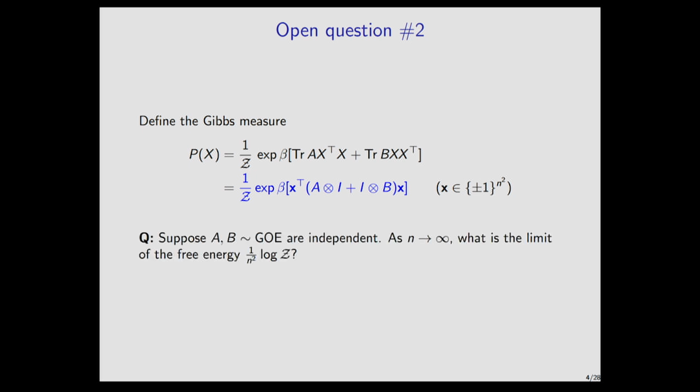And one can ask the usual or natural question for this model, which is: suppose that A and B are GOE and they're independent. As n goes to infinity, what is the limit of the free energy? And this is a preliminary question to asking more detailed questions about what is the structure of the Gibbs measure? Yeah. So I find these questions quite fascinating.